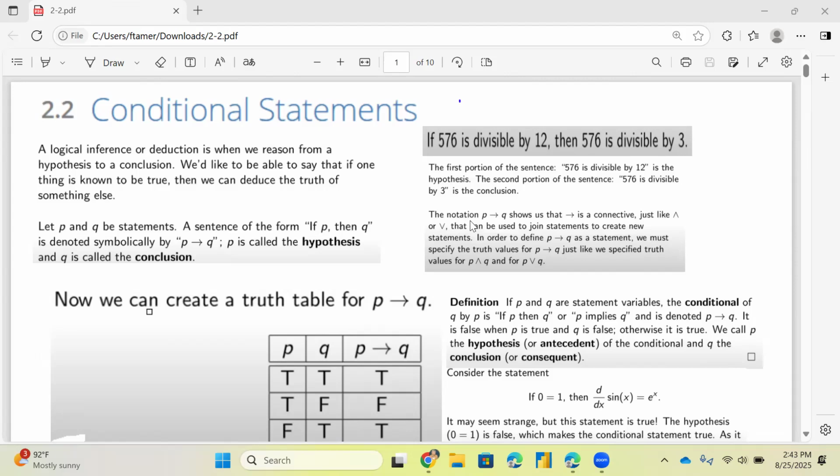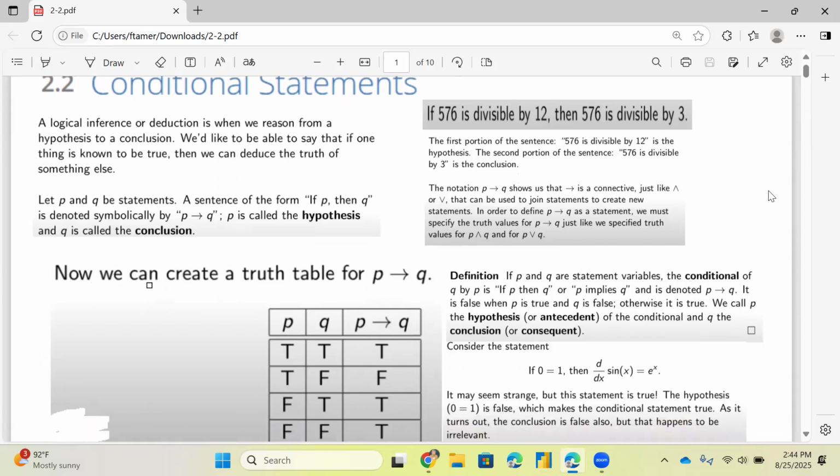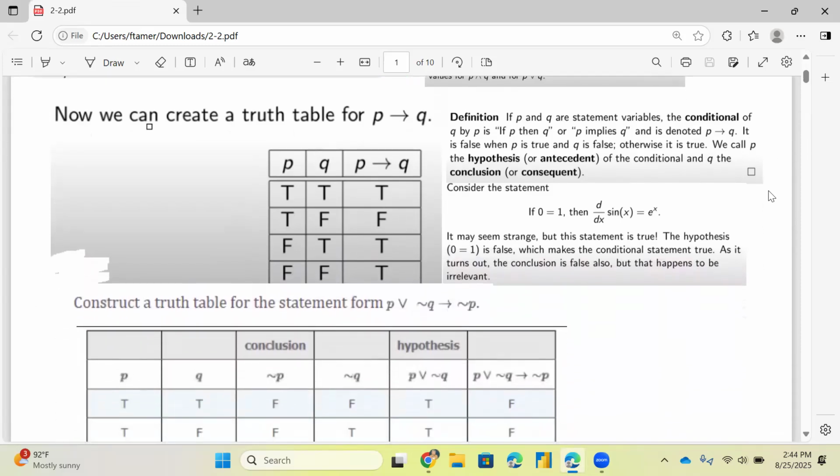So the notation P arrow Q shows that this arrow is a connective, just like and or or, that can be used to join statements to create new statements. In order to define P then Q as a statement, we need to learn its truth values, just like the or and the and connectors. So when you have P then Q, let's go ahead and look at its truth table, just like we looked at the truth table for and or.